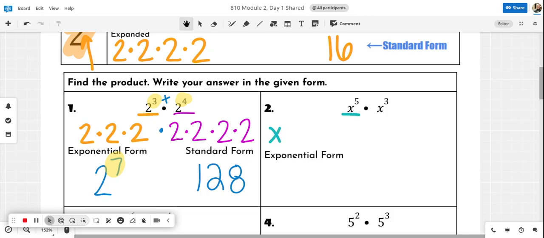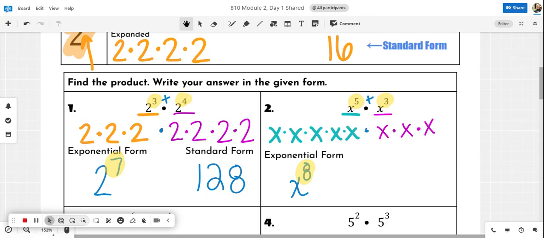But let's just expand it and make sure what we figured out in the first one is true. So x to the 5th, I have 5 x's times x to the 3rd. So then I have 3 x's. So if you count all of your x's, how many do we have? Hopefully you counted 8. So we have x to the 8th power. And again, that quicker way we could have gotten there is looking at our exponents and doing 5 plus 3 to get that 8.